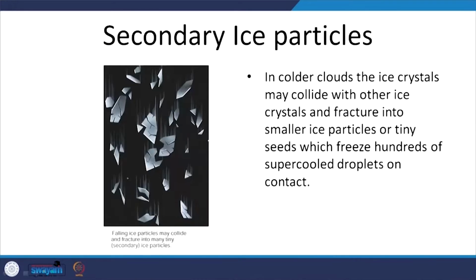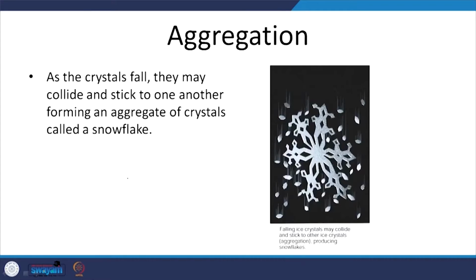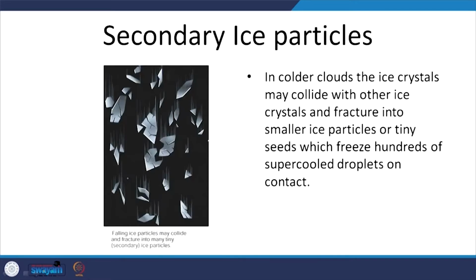In colder clouds, ice crystals may collide with other ice crystals and fracture into smaller ice particles, or tiny seeds, which freeze hundreds of supercooled droplets on contact. When these ice crystals break, small ice crystals form and start collecting the tiny droplets of supercooled water, and in this process the ice crystals grow even further. And that was something about accretion.